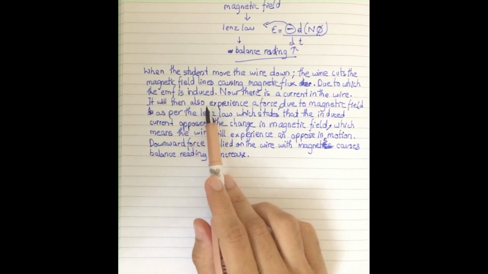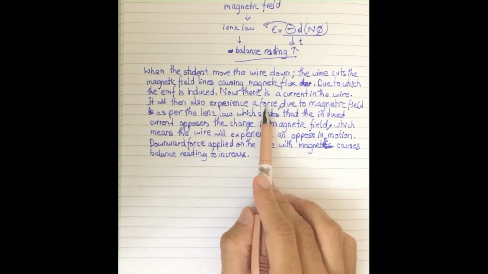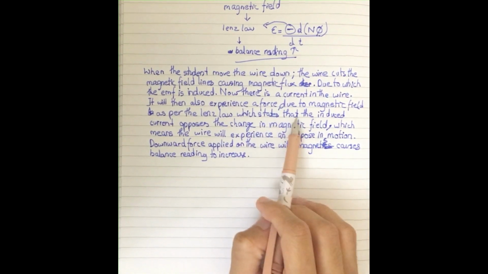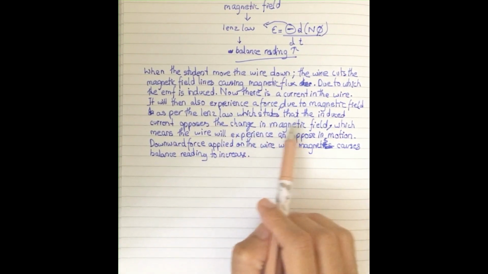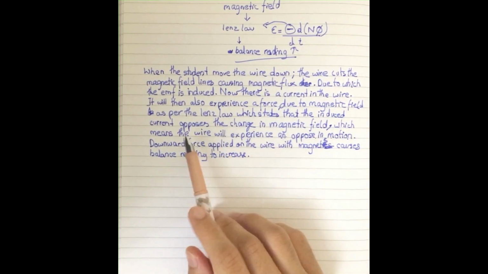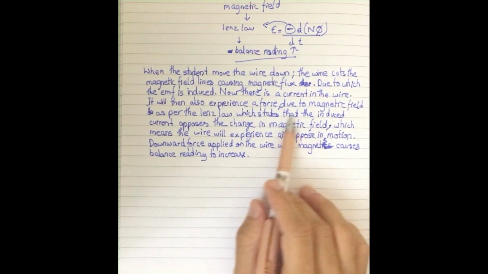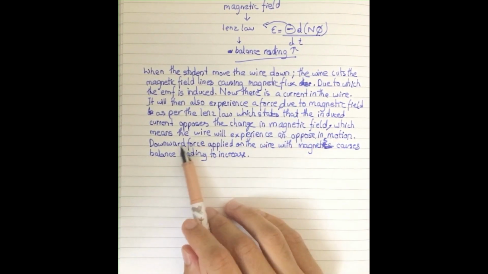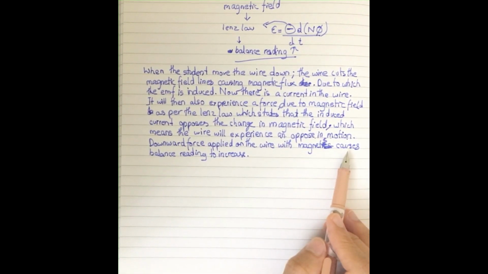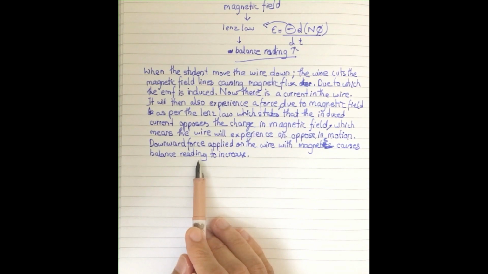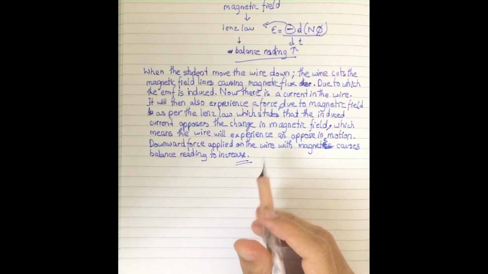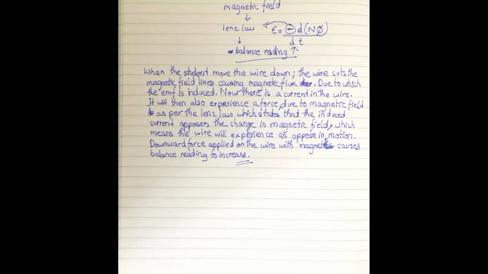It will then also experience a force due to the magnetic field, as per Lenz's law, which states that the induced current opposes the change in magnetic field, which means the wire will experience an opposing force to its motion, a downward force on the magnets. This is a definition, so you can memorize it. So the downward force applied on the wire with magnets around it causes the balance reading to increase. This is an example sentence I have written over here. You can write it in your own words. So this is the final answer.